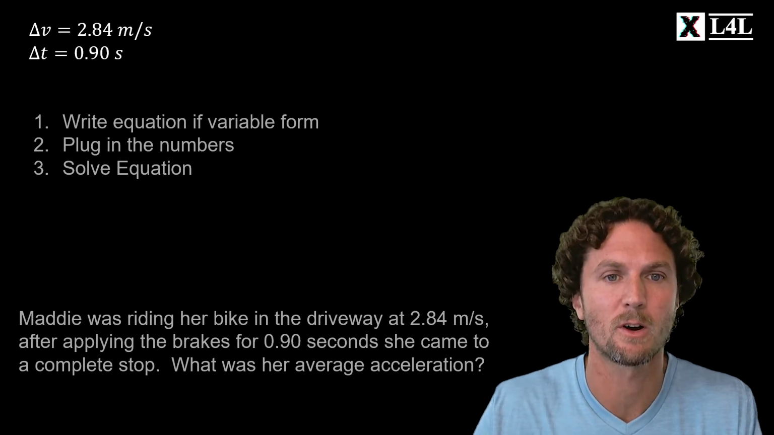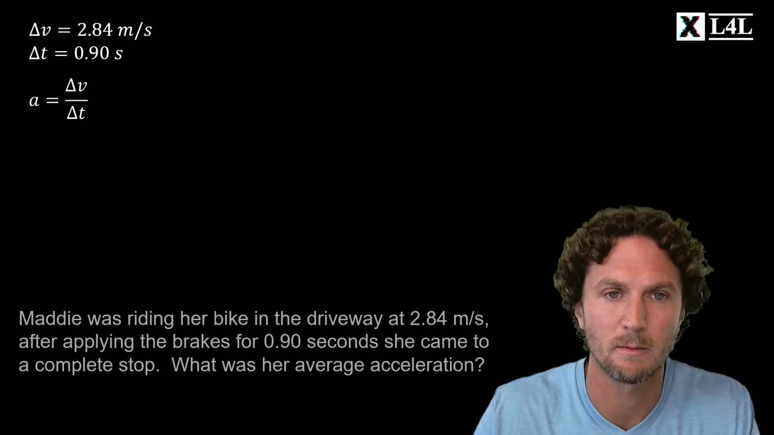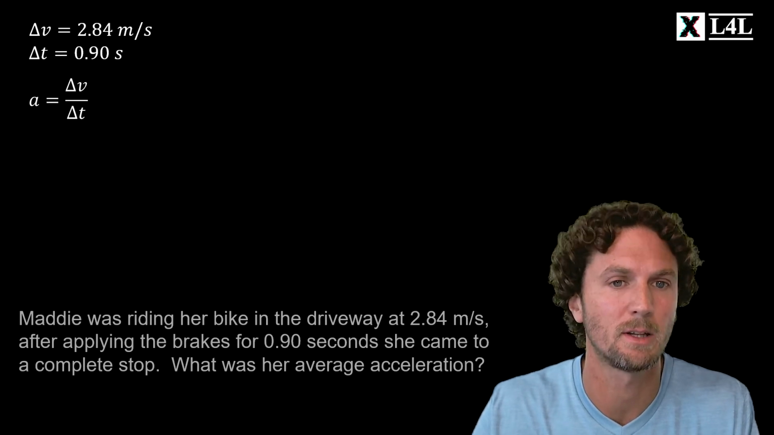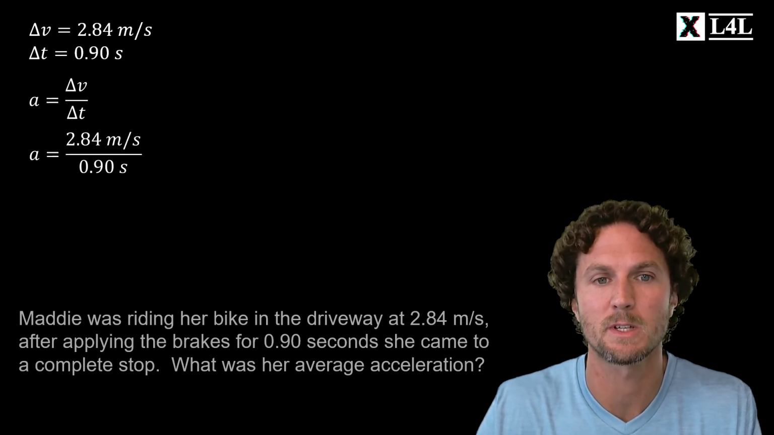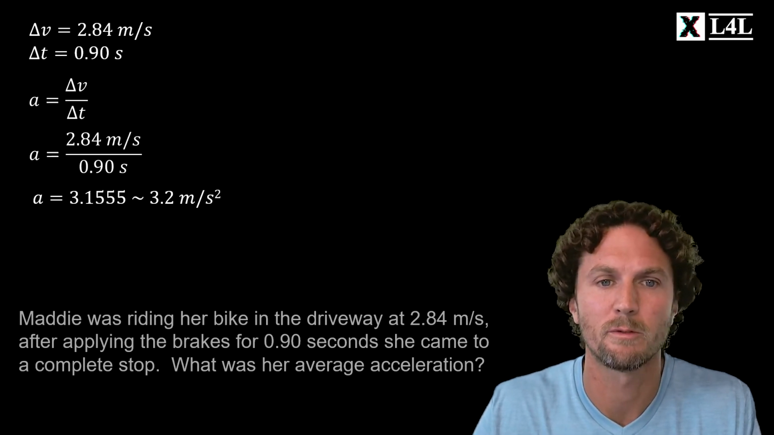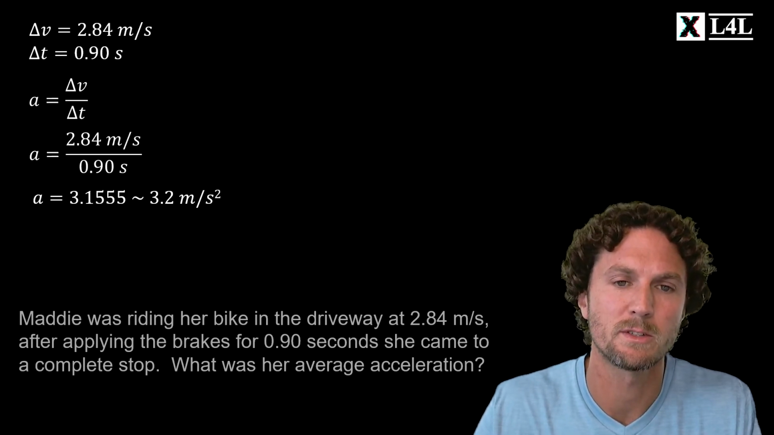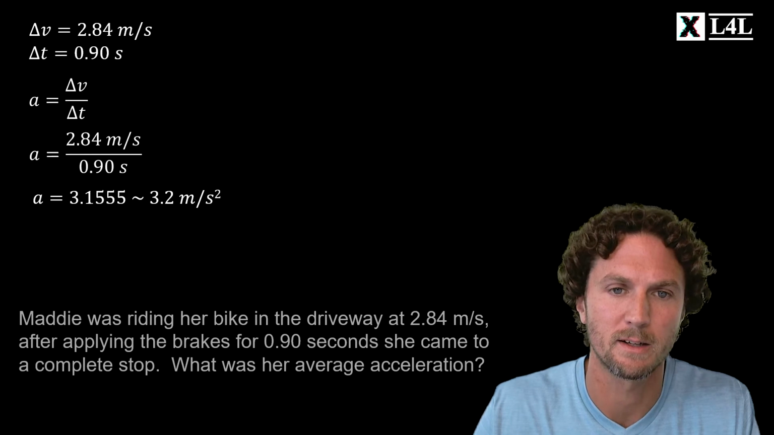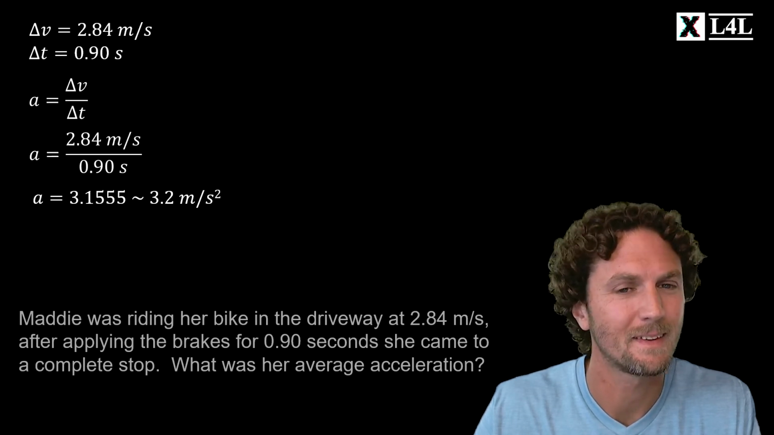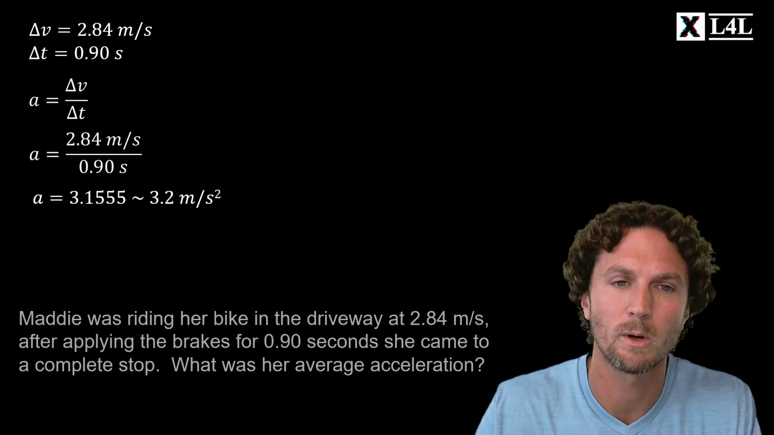Alright, so what is our equation? Well, acceleration is a change in velocity with respect to the change in time. We have both of these variables here, so let's go ahead and plug in. 2.84 meters per second divided by 0.9 seconds is going to give us 3.15 repeating, which with significant figures of 2 is going to give us 3.2 meters per second squared. Now, looking at that answer, that's actually not right. That can't be correct. Does anybody see where we might have gone wrong?